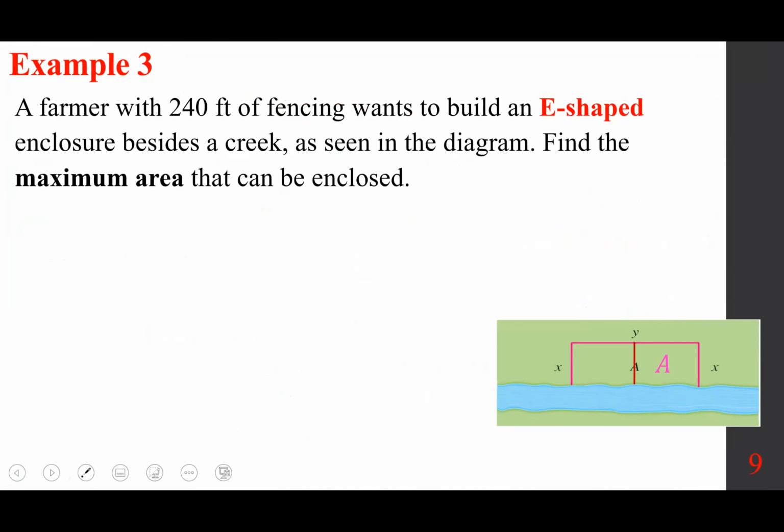A farmer with 240 feet of fencing wants to build an E-shaped enclosure beside a creek, as seen in the diagram. Find the maximum area that can be enclosed. So again, we have the dimensions: the width, we call it X, the length, we call it Y. So what is our objective? Is to maximize the area, which is X times Y.